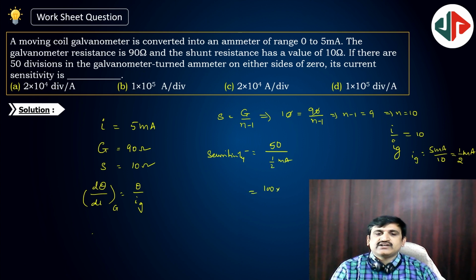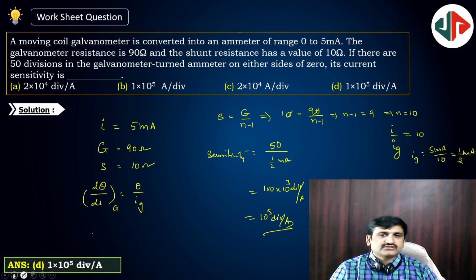This is 100 into 10 to the power of 3 then in divisions per ampere. So that is equal to 10 to the power of 5 divisions per ampere. So option B correct only. Option B or D? Divisions per ampere is correct. D option, yes. Next.